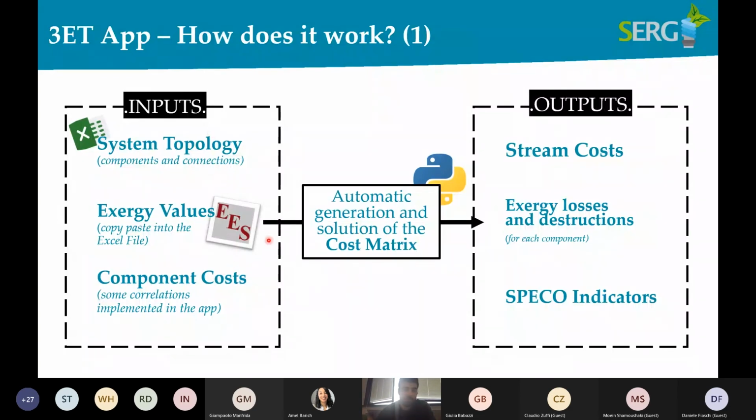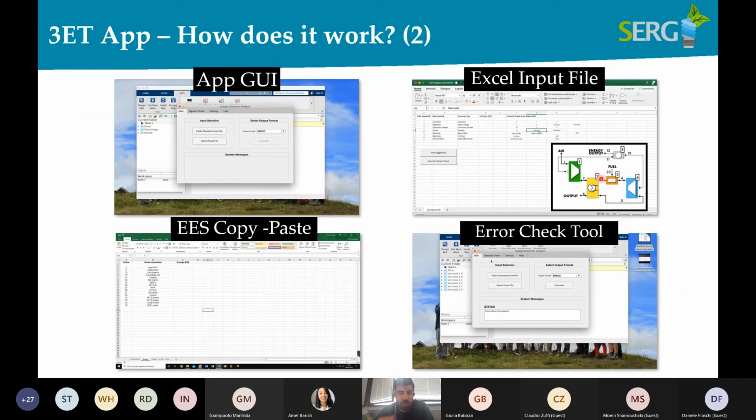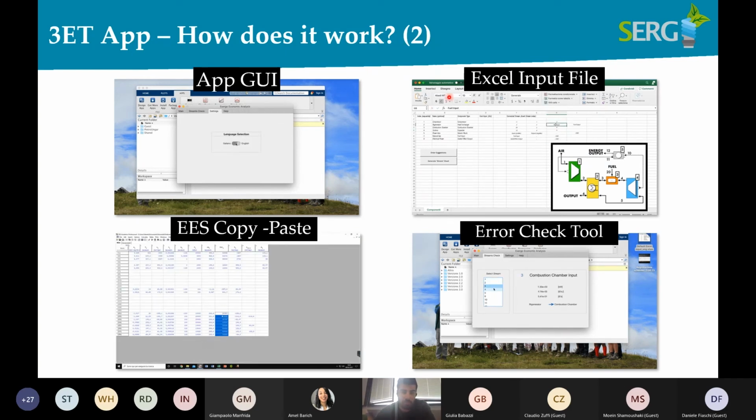After the inputs are given, an automatic generation and solution of the cost matrix is done, and the outputs are the stream cost, the Exergy losses and destruction, and the SPECO indicator, as was described before in the previous presentation. And here you can see that there is a very simple user interface, the Excel input file, and then you can copy and paste from any program.